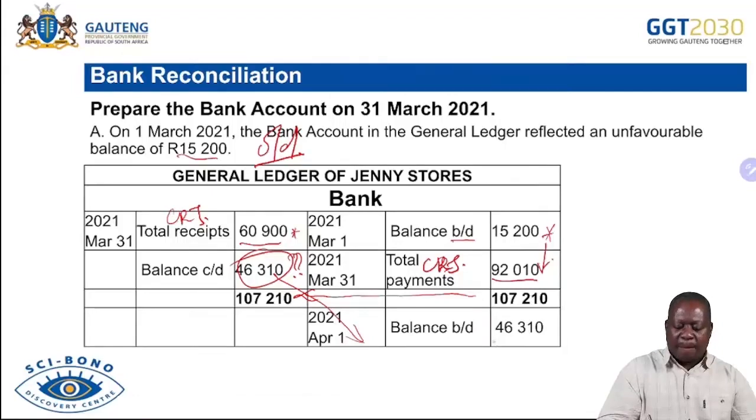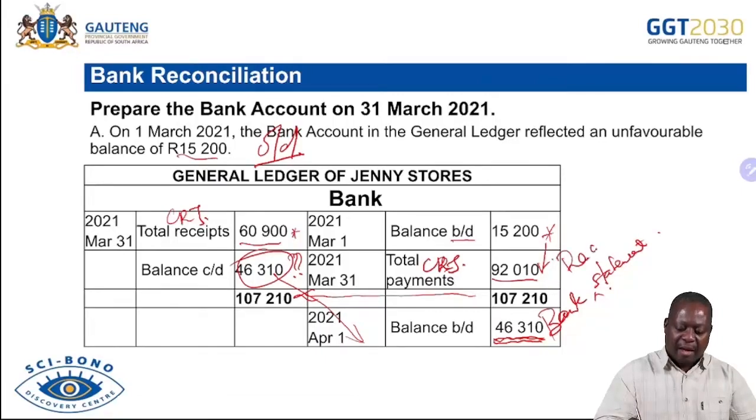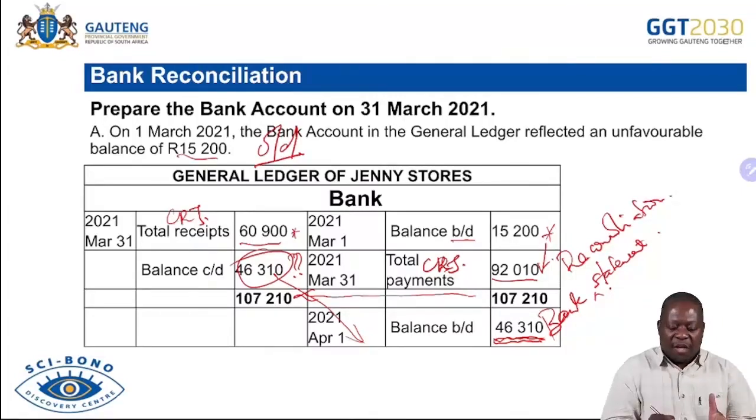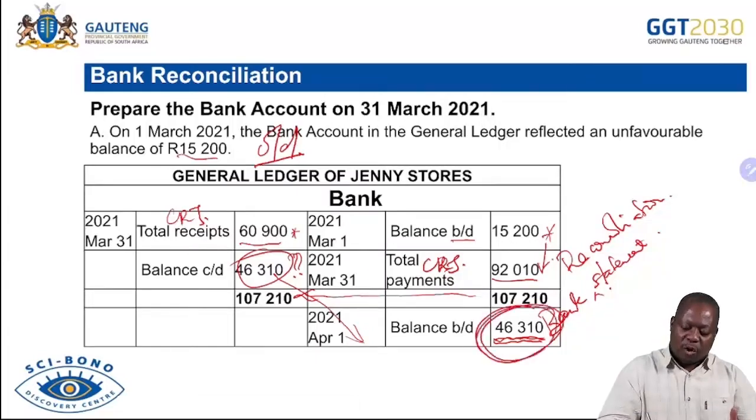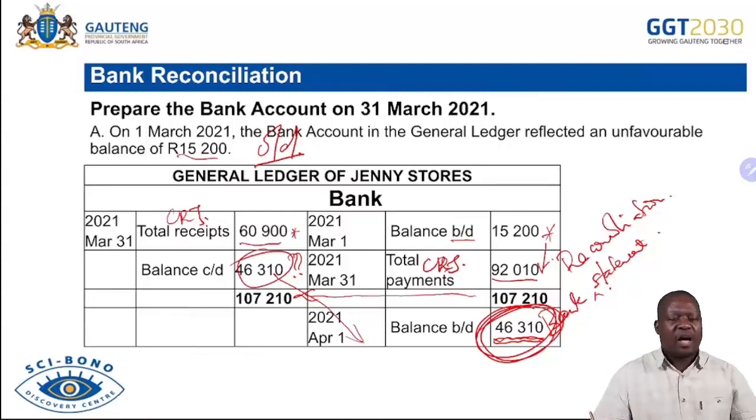This is our new balance according to the bank account. Now this figure must go to the bank statement. Remember, we are not having a bank statement here, so we take it to the bank reconciliation statement. Very important. So this is the result of what we are doing in the bank account, but it's not going to end here. We take it now to the bank reconciliation statement.